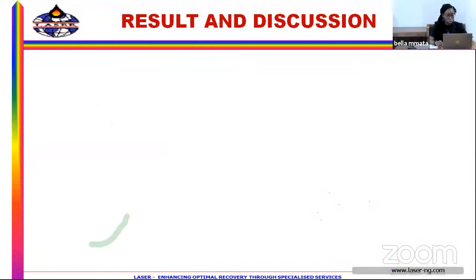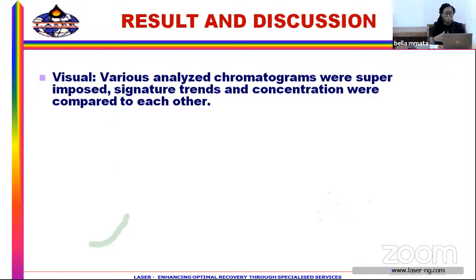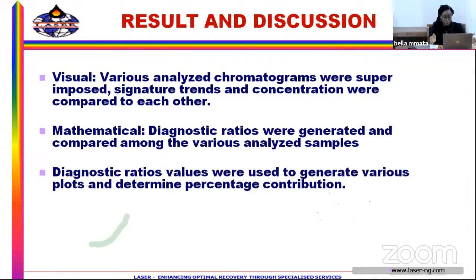So our results were both visual. Visual, we looked at the trend of the chromatogram, we looked at the concentration of the various components and compared them, reservoir A, reservoir B, and the commingled. Thereafter, we generated diagnostic ratios. These diagnostic ratios are those peak ratios that were selected from the gasoline range. We selected them based on their chemical differences, and we used them to generate a plot, which I'm going to show us subsequently.